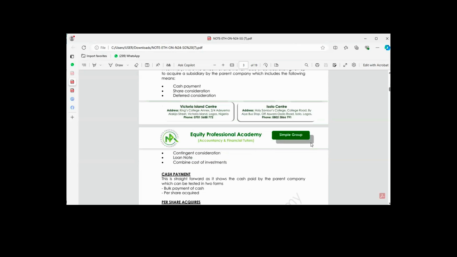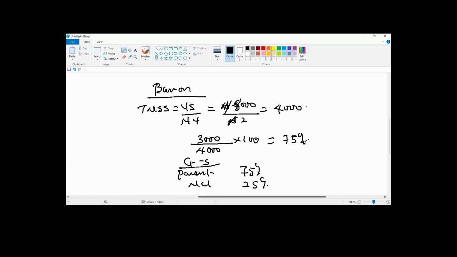I have highlighted each one of them for you because we don't have time. Exam is approaching, and I want to do so much on this group account to give you the 20 marks. Because it's a certainty. It will be part of the question.